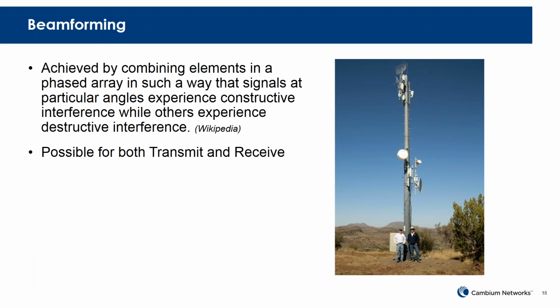And then our last topic is beamforming. And so beamforming is achieved by combining elements in a phased array in such a way that signals at particular angles experience constructive interference while others experience destructive interference.